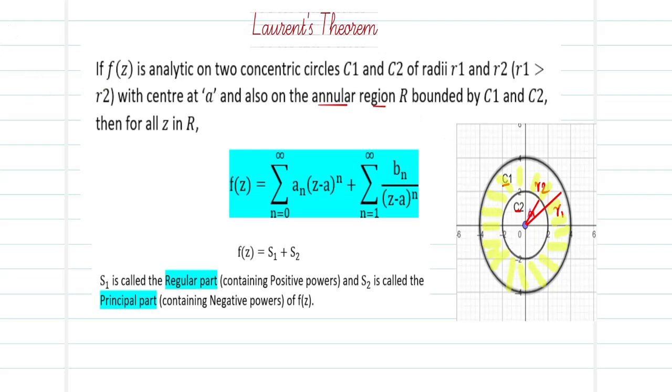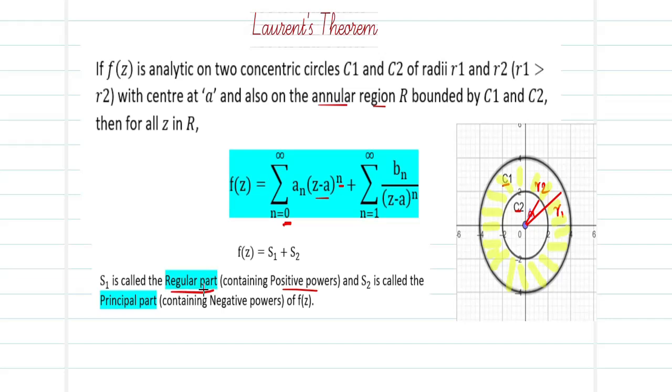So for any value of z in R, the expansion of the function f of z can be expressed as the summation of two series: summation n varying from 0 to infinity, an times (z minus a) power n, plus summation n varying from 1 to infinity, bn divided by (z minus a) power n. Notice that the first series begins with 0. It has positive powers of the factor z minus a, and this first part is called the regular part.